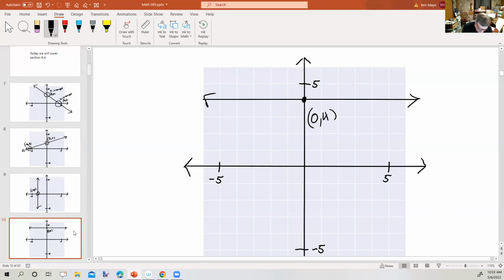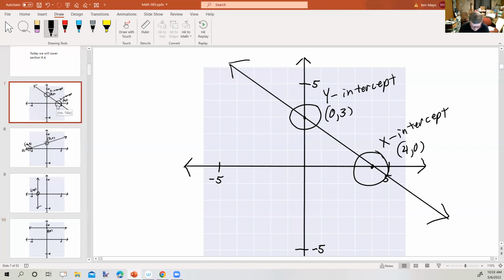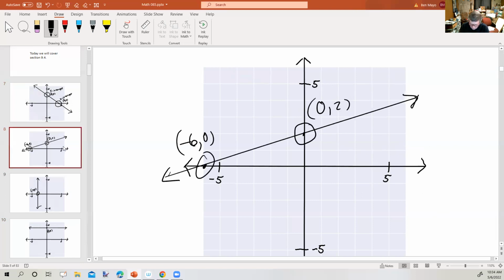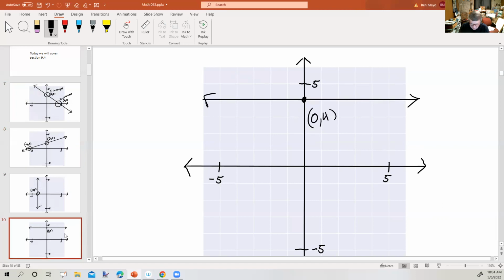All right, so let's go back and look. Notice in this graph that the y-intercept has an x value of 0, because anywhere along this line, this y-axis, the x value would be 0. So that leads us to the following information.